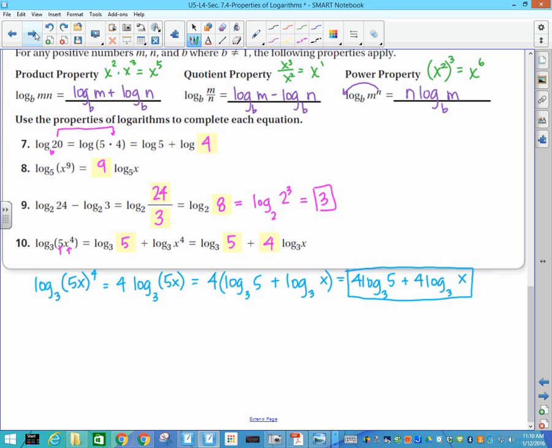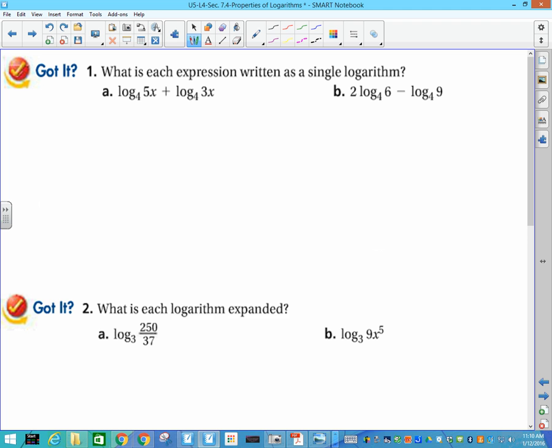Okay, so let's look at some real hardcore examples of that. So keep in mind, if it says write as a single logarithm, okay, single, how many are in single?